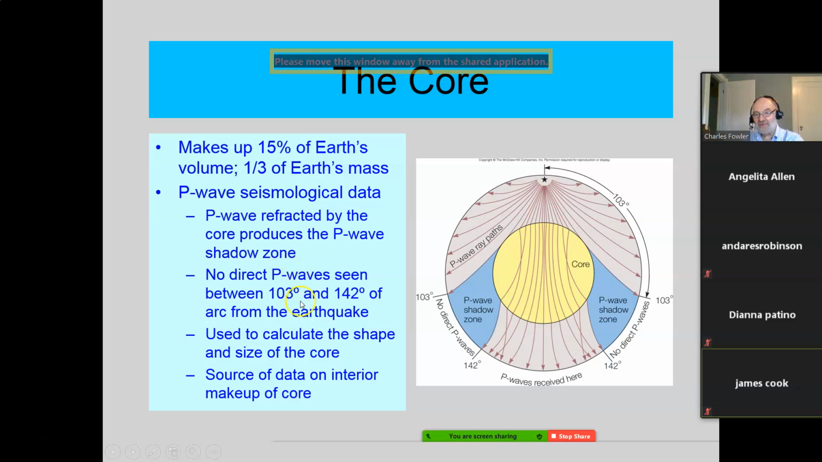This characteristic, the fact that there is no direct P wave seen between 103 and 142 degrees of arc from the earthquake up here, or wherever it is, that indicates the core is there. The core is denser than the mantle, and the core has characteristics of being densest in the center and not as dense outer from that. That gives a lot of indication that indeed it's a liquid outer core followed by a solid inner core.